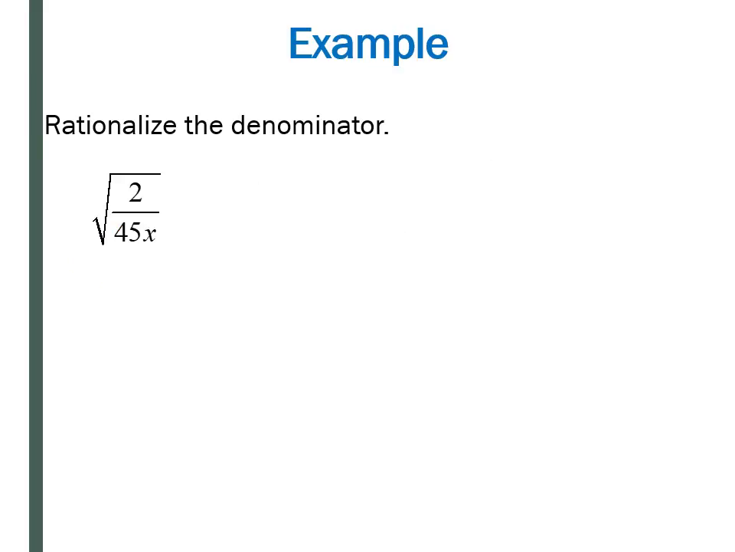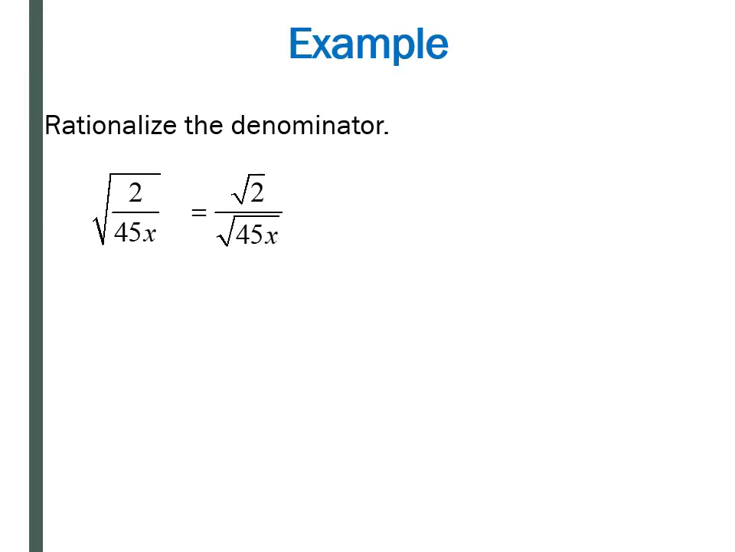Alright, so what happens if your expression is a quotient? Or what happens if your expression has a variable in it? Well, same process. You want to make sure that you simplify your numerator and your denominator. And so we're going to separate our radical, and we have the square root of 2 divided by the square root of 45x.